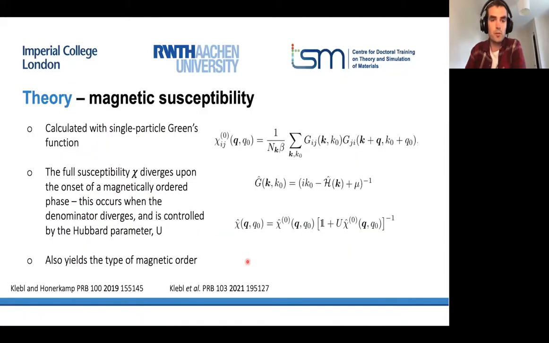So to put this on more of a quantitative footing, what we did was calculate the non-interacting spin susceptibility using the single particle Green's function. And using that, we then calculated the full interacting susceptibility. And what this tells us is that when this susceptibility diverges, we would expect the onset of a magnetic phase. And two pieces of information that we can get from this is the critical on-site Hubbard parameter of the PZ orbitals required for the onset of a magnetic phase. And it can also tell us what type of magnetic phase is occurring.